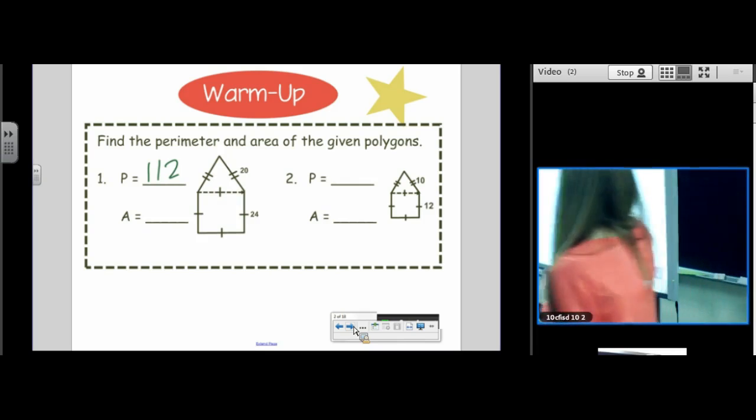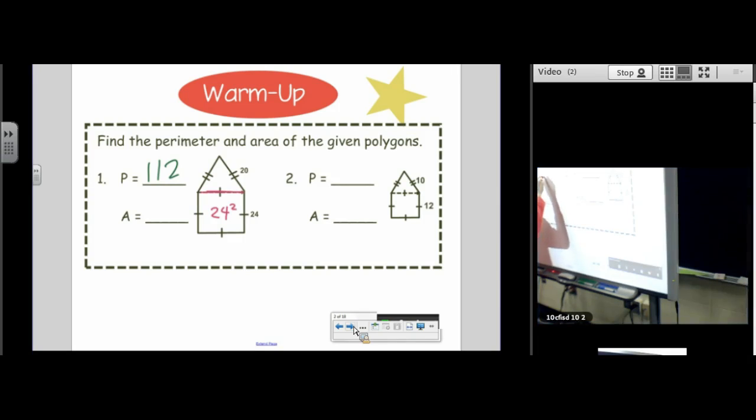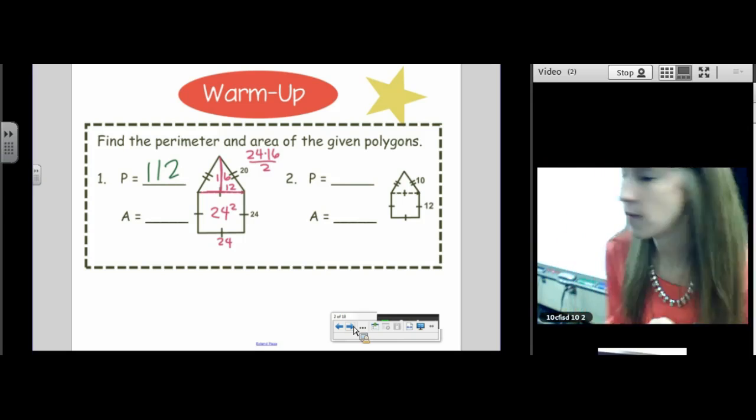So to do the area of number 1, you would do 24 squared for this one. And on this one, you would need a height. When you take 24 and you cut it in half, you get 12. And the height of this one is 16. So it would be base times height divided by 2. 768.